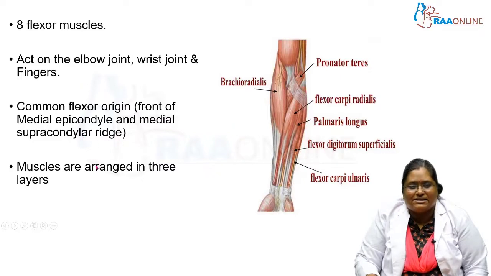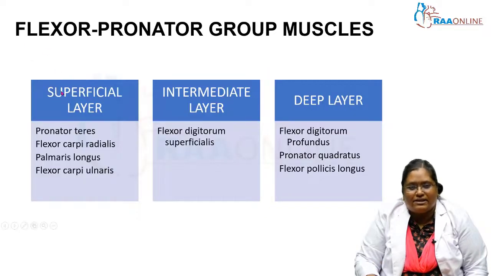And these 8 muscles are arranged in 3 layers. They are the superficial layer, intermediate layer and the deep layer. These are the 3 layers. And these muscles are otherwise known as the flexor pronator group of muscles.